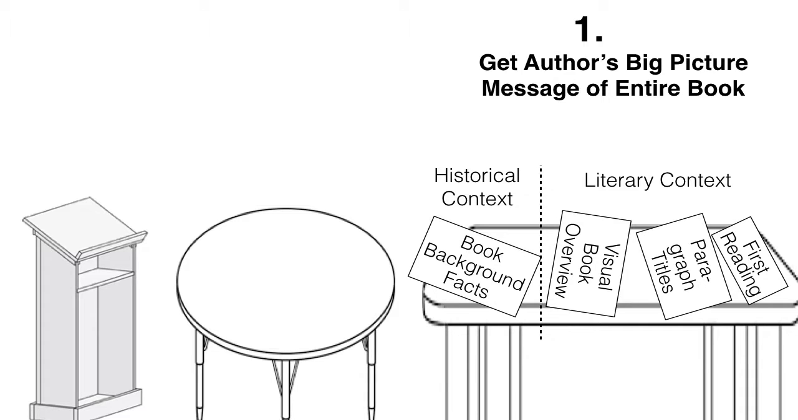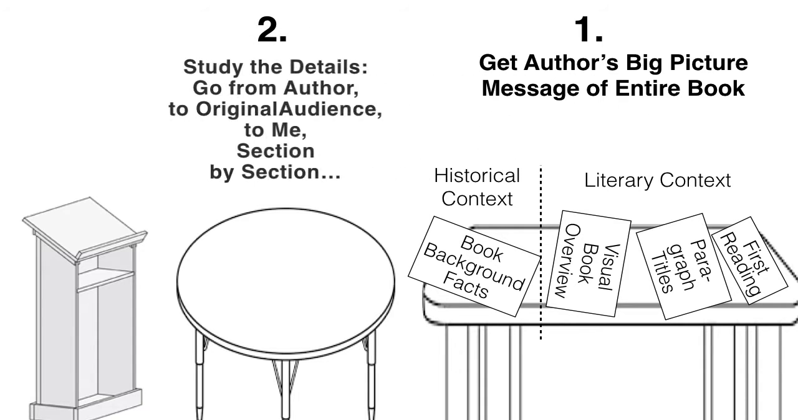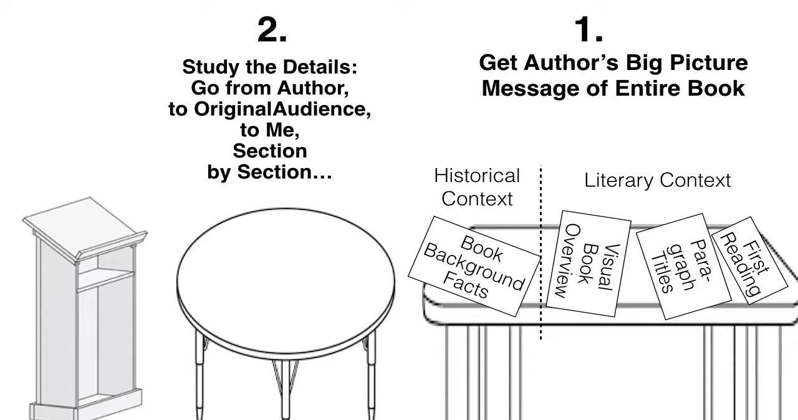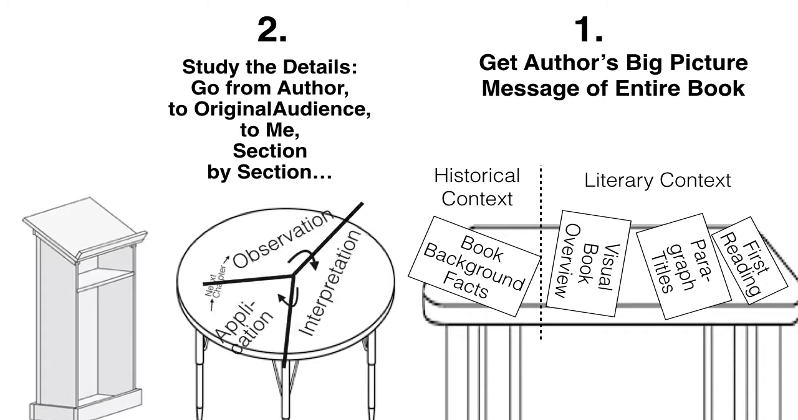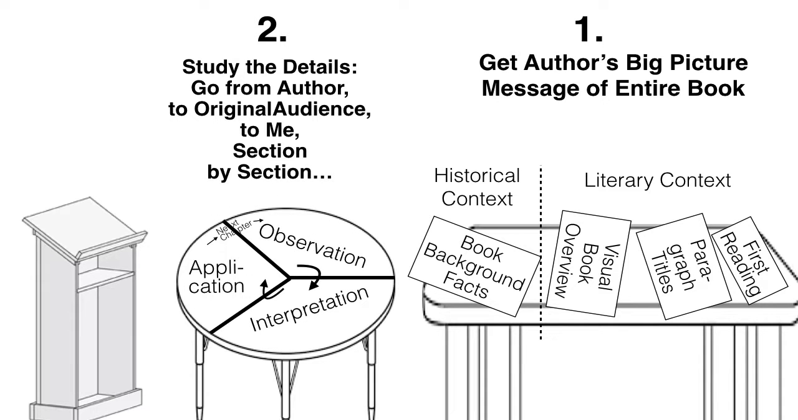Well, now you're ready. Once you've got the big picture of the entire book, part two is going through the details. Section by section of each book, or chapter by chapter, you're going to go from the author to the original audience to yourself, and it's going to look like this. You're going to start out with observation, and when you're observing is the details of what the author's message is.